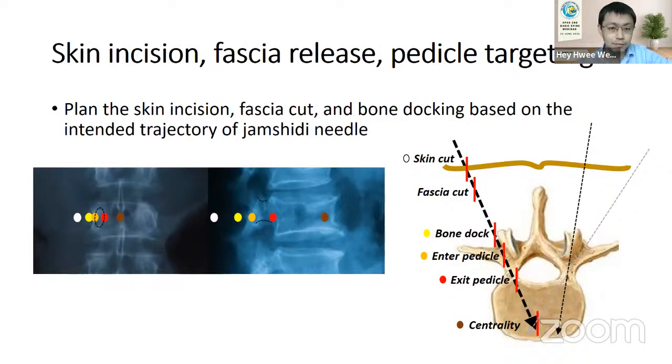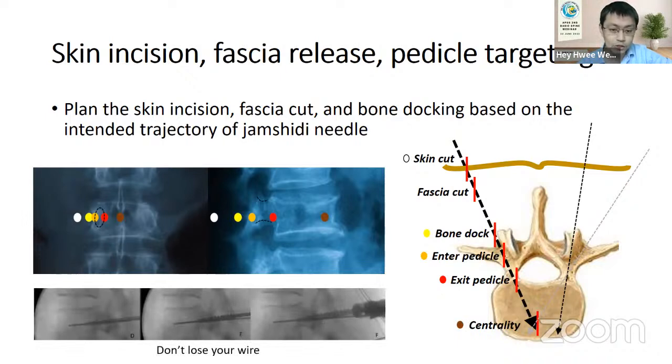The process of inserting the Jamshidi needle is quite clear-cut, knowing the anatomy in three dimensions. The key thing to take note of is where the pedicle is. If you can see the orange and the red, they mark where the start of the pedicle is and the end of the pedicle is. Throughout this trajectory, it should be tying in both on the AP and the lateral view.